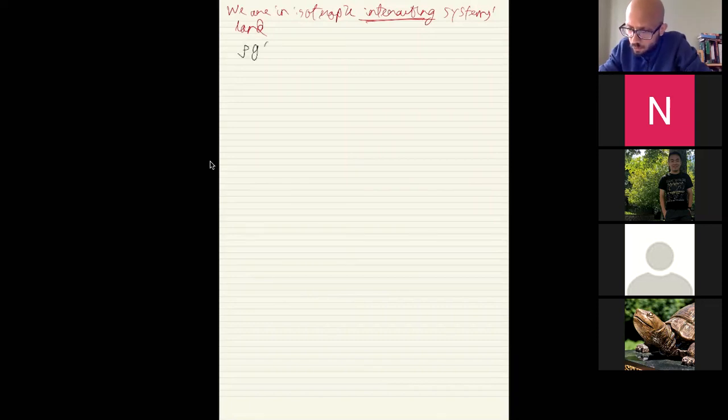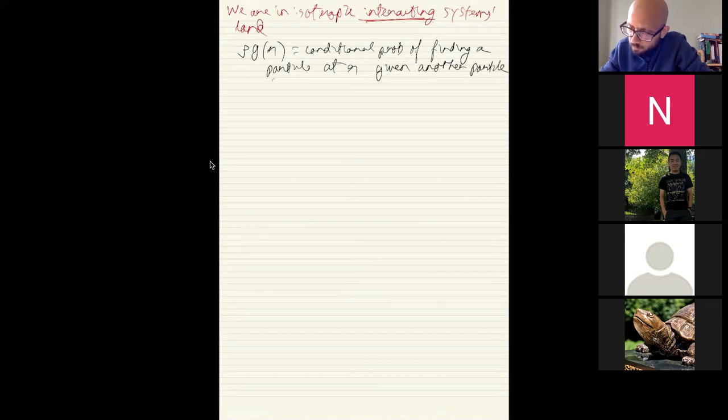So keep in mind that rho g of r is a conditional probability, I will write it down again because it's so important, of finding a particle at R given another particle is at origin. Let's say we know this.